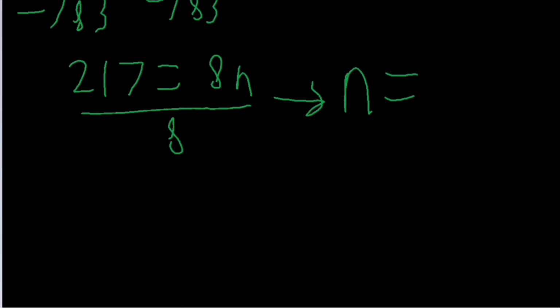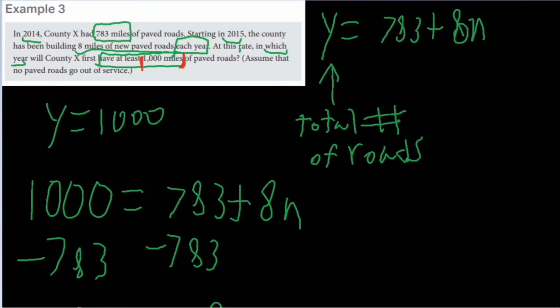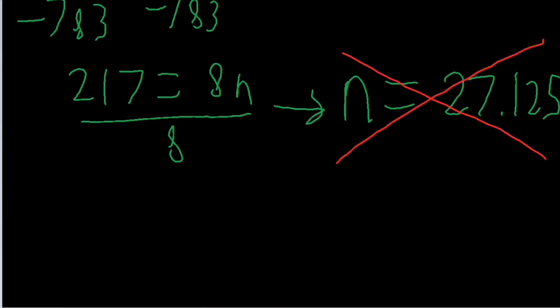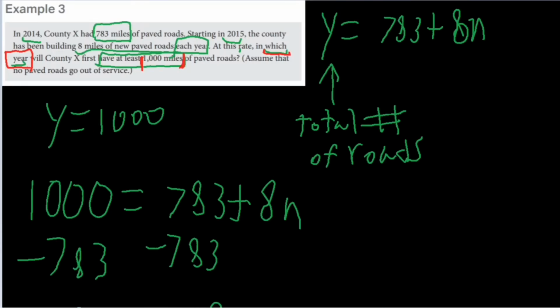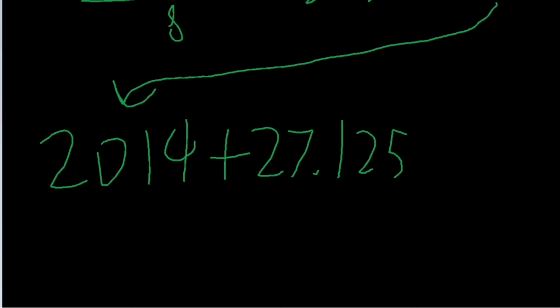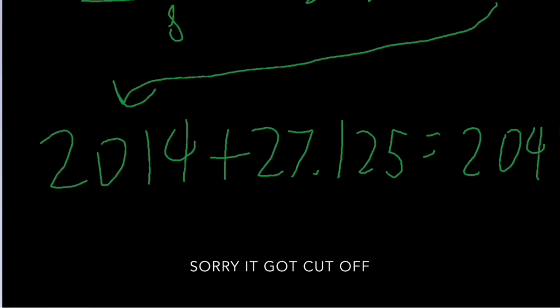Right here, a lot of people would solve and get that n is equal to 27 and just put that in as an answer choice. However, we have to reflect back on what the question is actually asking, and that's what year will it be? We know that n is years after 2014, which means that we have to take 2014 and add 27.125 to it, which gives us a total of 2041.125.